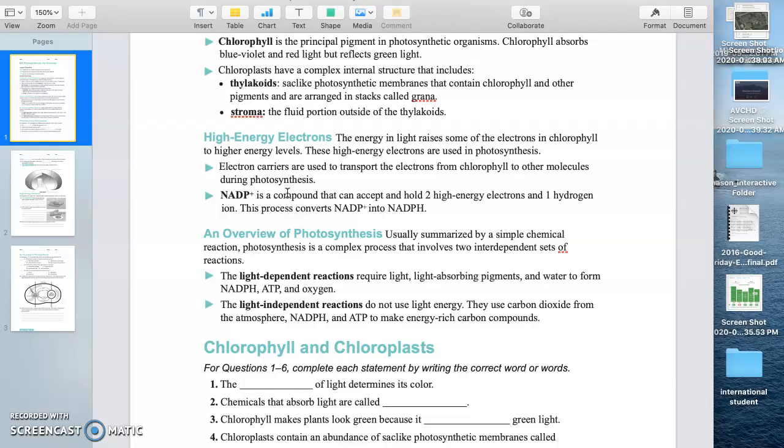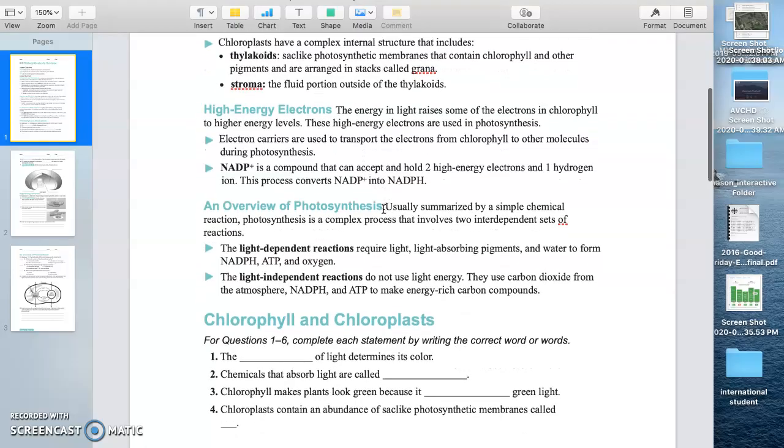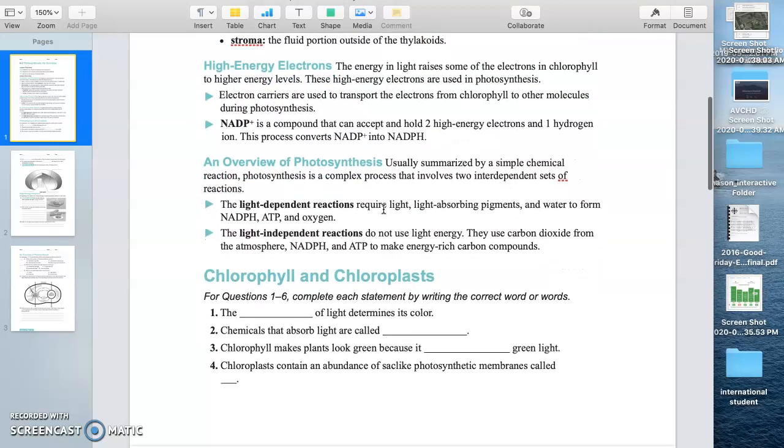Now, when we're missing electrons, because electrons are negative, you'll see we have this NADP+. So this is missing electrons. And then this NADPH has electrons. It's gained electrons. And we're going to use this molecule, NADP+, or NADPH. We're going to use that to carry electrons in the process of photosynthesis.